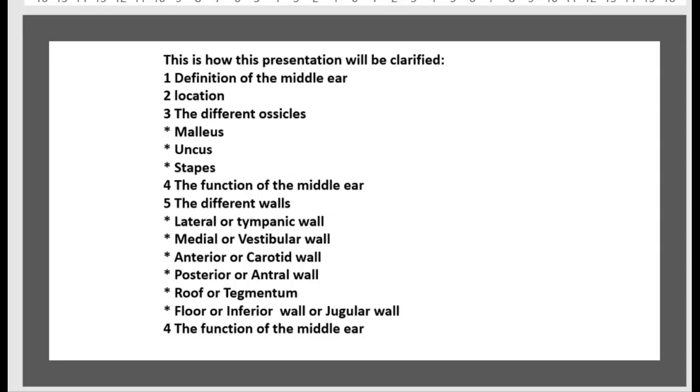Definition of the middle ear, location, the different ossicles: malleus, incus, stapes, the function of the middle ear, the different walls: lateral or tympanic wall, medial or vestibular wall, anterior or carotid wall, posterior or antral wall, roof or tegmentum, floor or inferior wall or jugular wall, and the function of the middle ear.